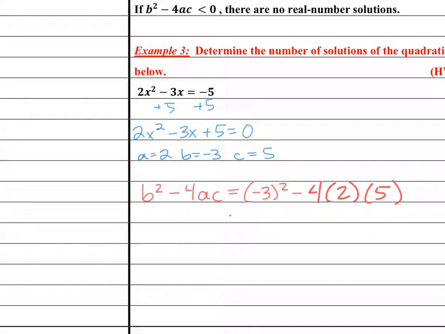Negative 3 squared is 9, and then we've got negative 40. So what is it? Negative 31, which would mean it would have a square root of negative 31. Can you take the square root of a negative number? No. No, and so we are going to say that it has no real solutions.